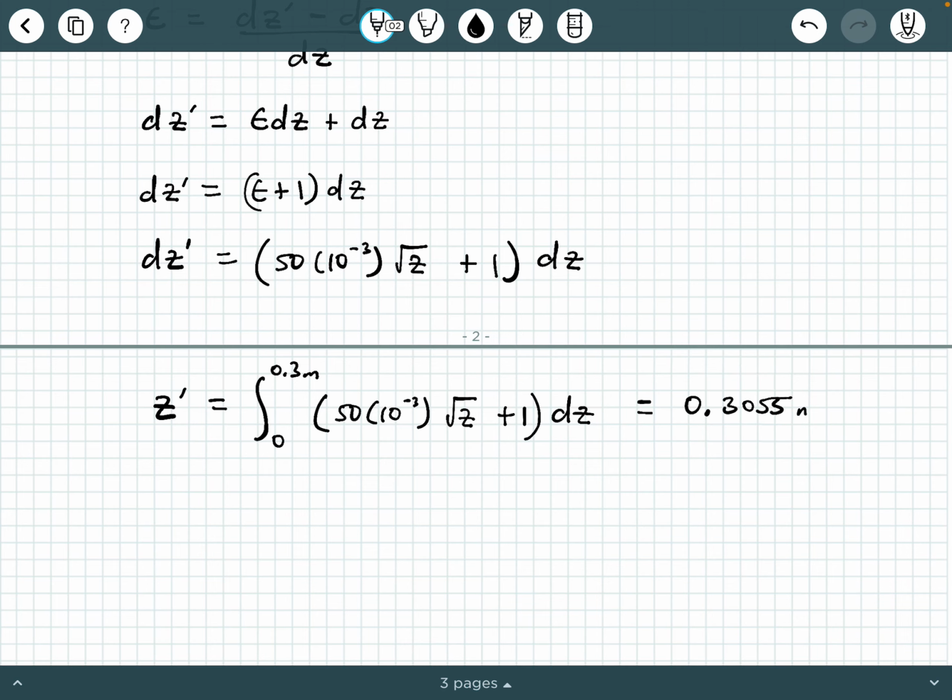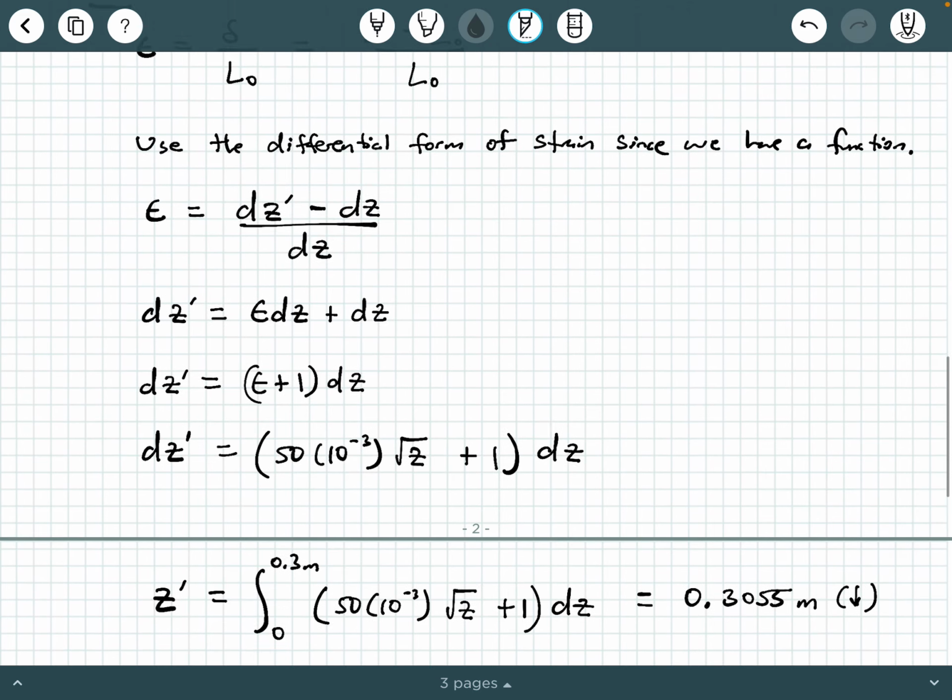0.3055 meters, okay? And that is a deformed length, and it's going to deform downwards. It's going to be a tensile type of deformation, so it's going to have a stretching effect, all right? Now, am I done? Almost, not quite though. So this z prime value is the total deformed length.